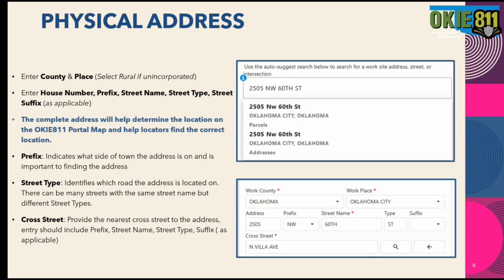And then the street type is also equally important because there are different street types such as street, avenue, place, terrace, court. It identifies which road the address is located on.